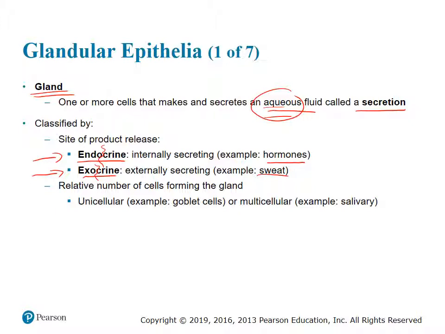Now you can also name your gland depending on the number of cells forming the gland. If you're a unicellular gland, that means you're just one cell making one product, secreting one product out. If you're multicellular, you're a collection of many cells that all have the same function. They all secrete whatever they secrete out of that gland.